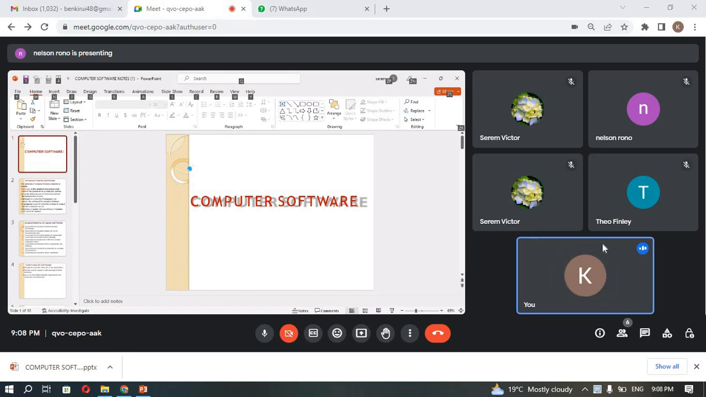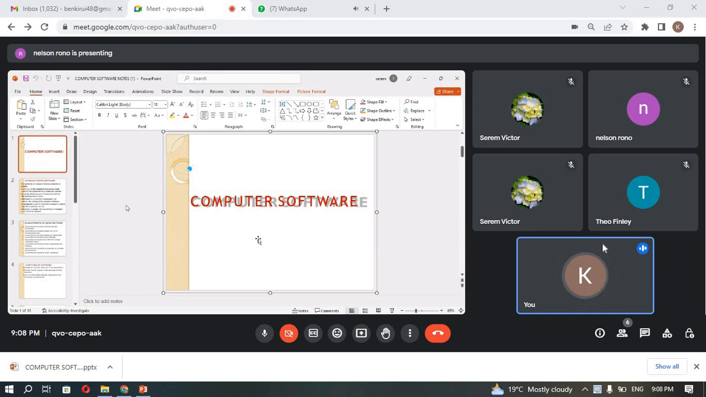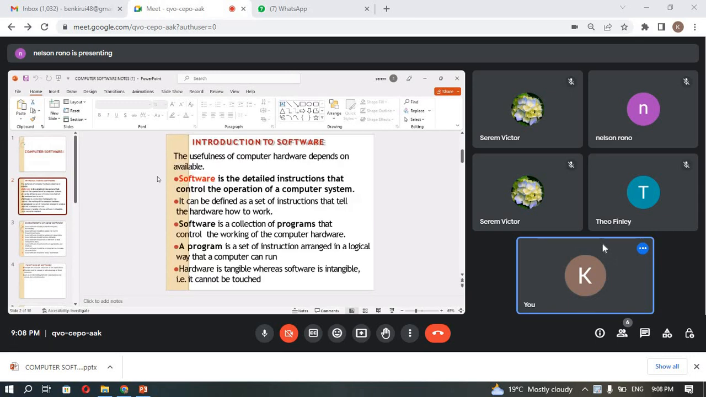Now, today we shall tackle computer software. As you see in the title, we want to start first with the definition. The definition of computer software. Computer software is the detailed instruction that controls the operation of a computer system.